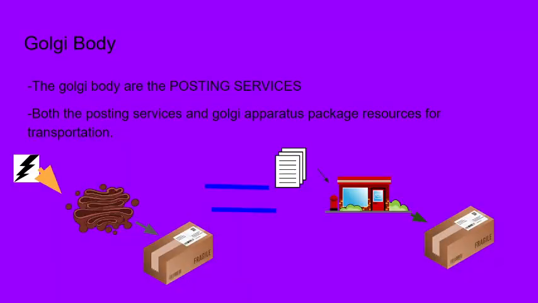For our next comparison, we have the Golgi body. The Golgi body is the posting services. Both the posting services and Golgi apparatus package resources for transportation. Here we can see energy getting packaged by the Golgi body and having it turned into packages that the cell or other cells can use. Same thing with the posting offices. The posting office turns the paper into a portable thing for other people to receive.